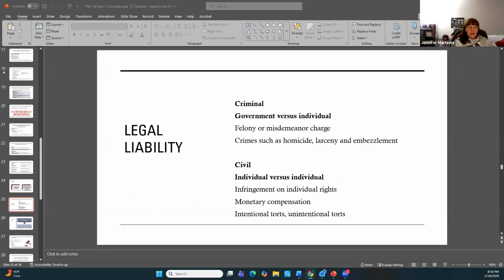Your civil action, this is individual versus individual. And so it protects the individual's rights. It usually results in payment of money to the injured person. And so this includes your intentional and your unintentional torts. Your intentional tort is intended to harm the client, right? So either a threat or actual physical harm. An unintentional tort, you did not mean to harm the client, okay, but it still caused injury.